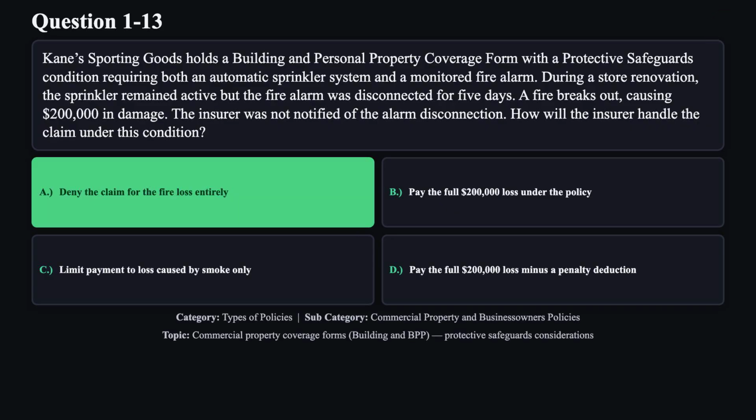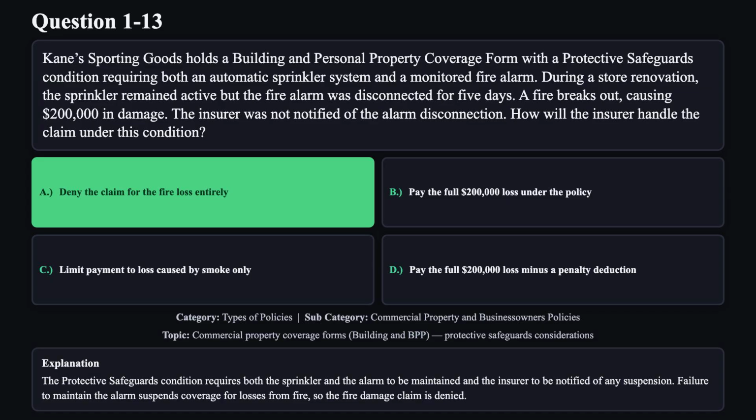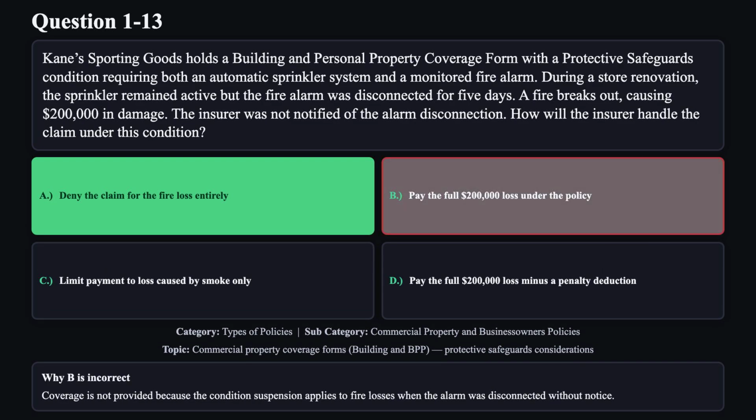The correct answer is A. The protective safeguards condition requires both the sprinkler and the alarm to be maintained and the insurer to be notified of any suspension. Failure to maintain the alarm suspends coverage for losses from fire, so the fire damage claim is denied. Reason B is not correct. Coverage is not provided because the condition suspension applies to fire losses when the alarm was disconnected without notice.